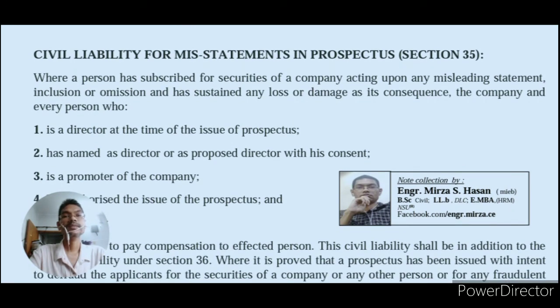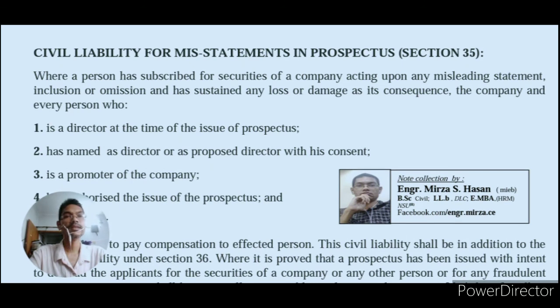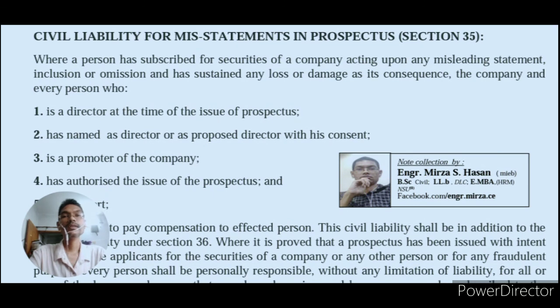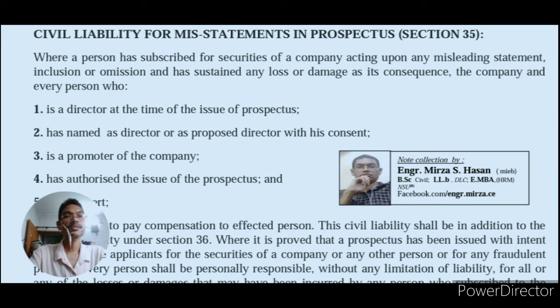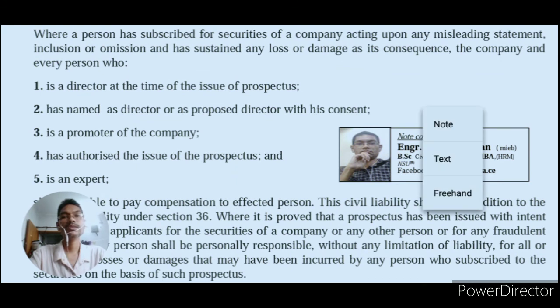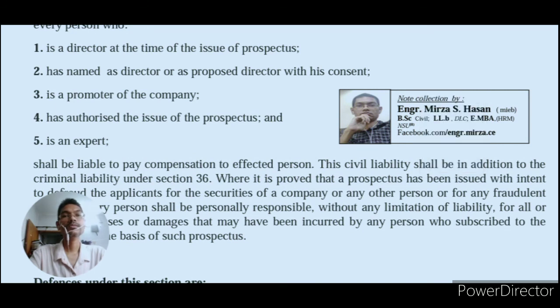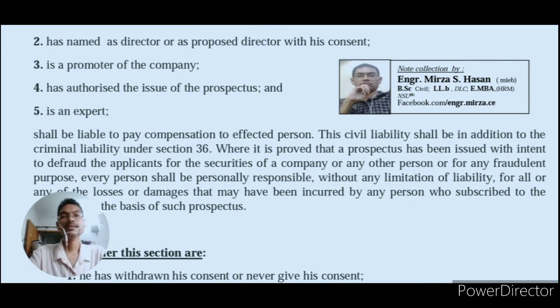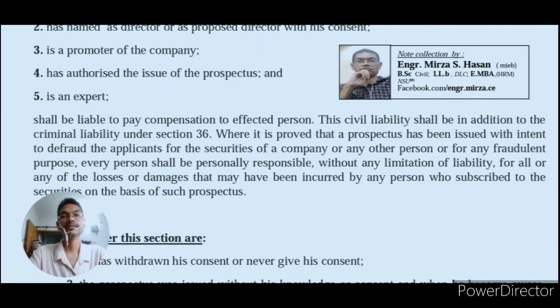Civil liabilities for misstatement in prospectus, stated under Section 35. Where a person has subscribed for securities of the company, acting upon any misleading statement, inclusion or omission, and has sustained any loss or damage in consequence thereof, the company and every person who: 1. Is a director at the time of the issue of the prospectus. 2. Is named as a director or a proposed director with his consent. 3. Is a promoter of the company. 4. Has authorized the issue of the prospectus. And 5. Is an expert.